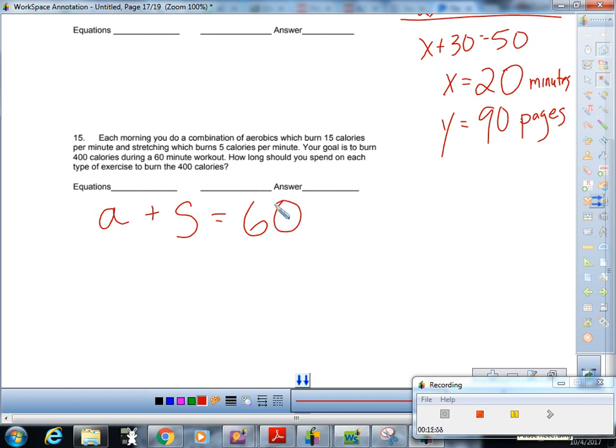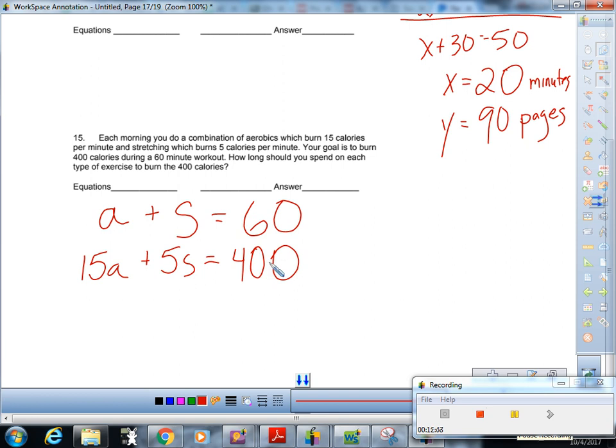And we know that the combination of aerobics and stretching is going to add up to how many minutes? 60 minutes. Okay? Can we solve that equation? We cannot, because there's two variables. So what do we need? We need another equation. Okay? Well, we know that aerobics burns 15 calories for every minute that we do aerobics, and the stretching burns 5 calories, and we want to burn 400 calories.